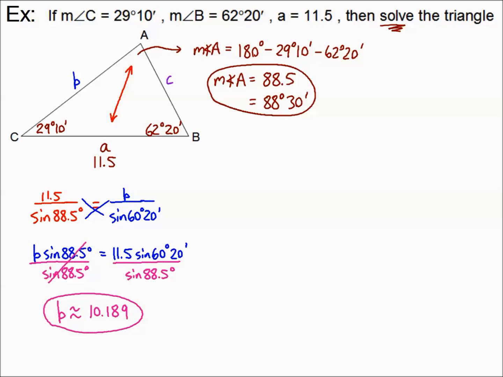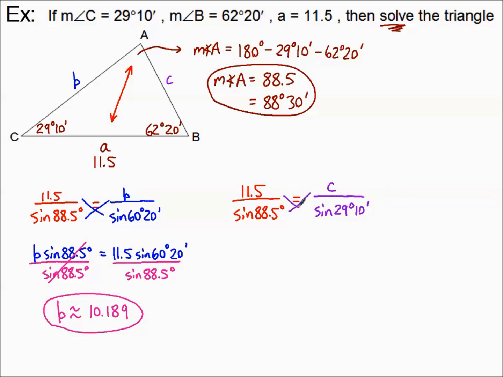We're going to do basically the same thing, but with a different ratio. We're going to continue to use the A ratio. I do not want to use the B ratio because I only have an approximate value for B. I have the exact values for both big A and little a. So I'm going to continue to use that proportion, 11.5 divided by the sine of its angle. I'm going to continue to use 88.5 degrees. Saves a little bit of time. This time I'm going to set it equal to the C ratio. And the C ratio would be side C divided by the sine of its angle, which is 29 degrees, 10 minutes. There's our new proportion.